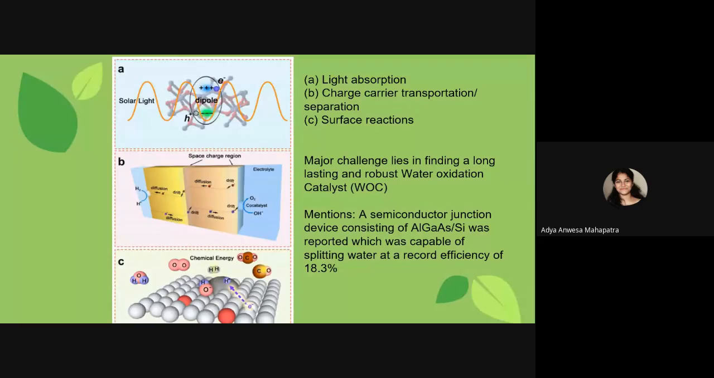Back in 2001, a semiconductor junction device consisting of aluminium gallium arsenide or aluminium gallium phosphide was reported, which was capable of splitting water at a record efficiency of 18.3%. But unfortunately, the device was unstable in aqueous solution, which prevented its application for practical solar water splitting purposes.